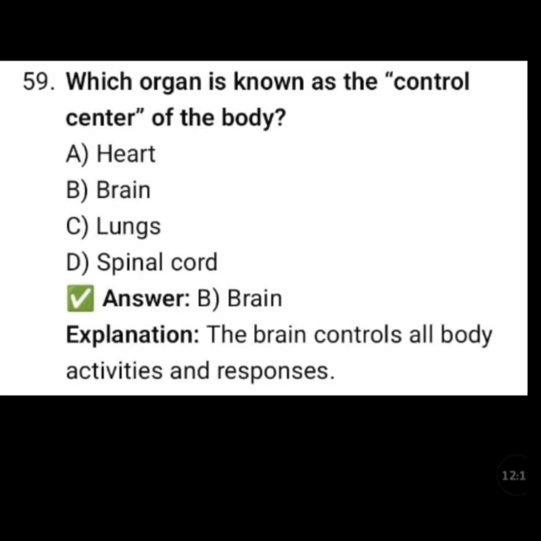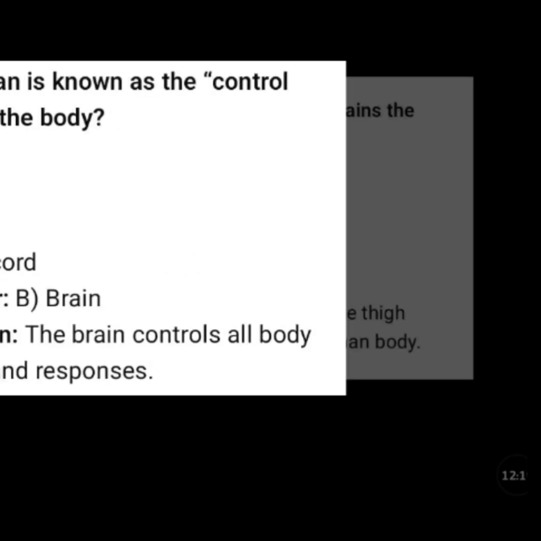Which organ is known as the control center of the body? Heart, brain, lungs, spinal cord. The correct answer is option B, brain. The brain controls all body activities and responses.